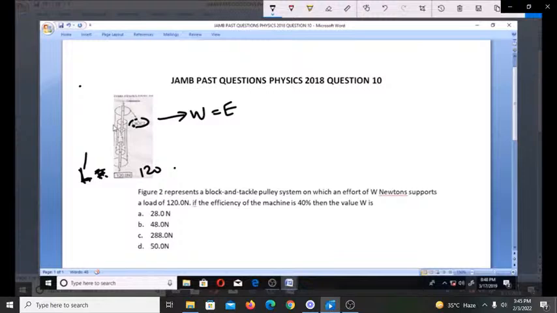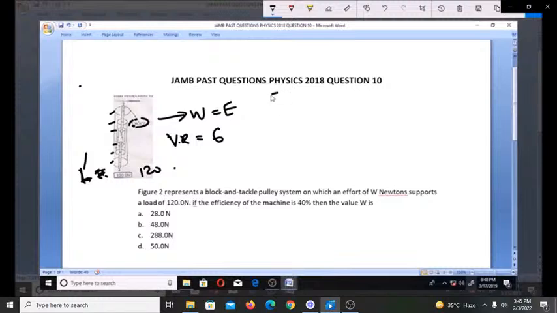Also note from this that we have how many pulley systems? We have 1, 2, 3, 4, 5, 6. So you have 6. So that means that the VR is equal to 6. So take note of these very things before we start the calculation.